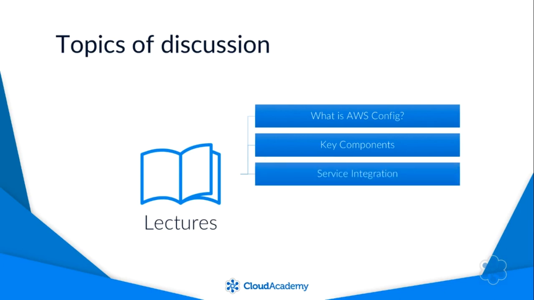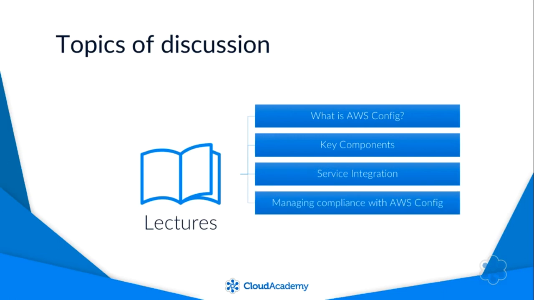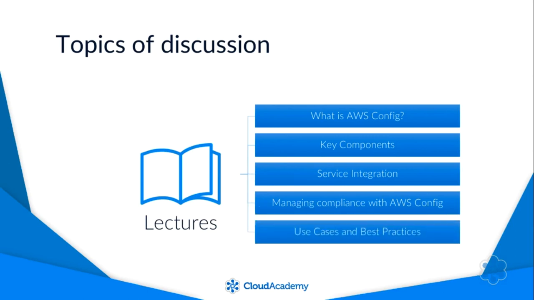Then we'll look at service integration. This lecture will look at how the AWS Config service integrates with other AWS services. Following this, we'll look at how to manage compliance with AWS Config. Here we will focus on how to maintain compliance using AWS Config, whether these be internal or external requirements or standards. And then finally, we'll look at some use cases and best practices. And this lecture will focus on some of the use cases of when it's best to use AWS Config to help you maintain, support and operate your AWS environment.